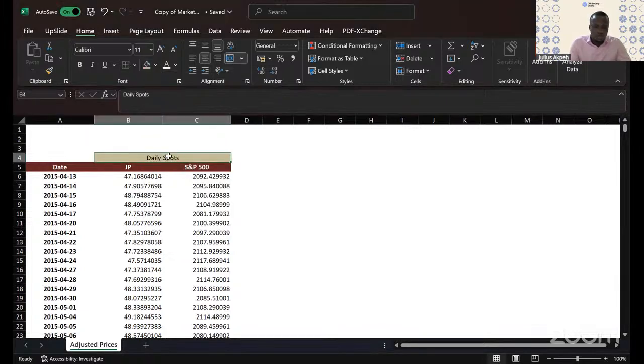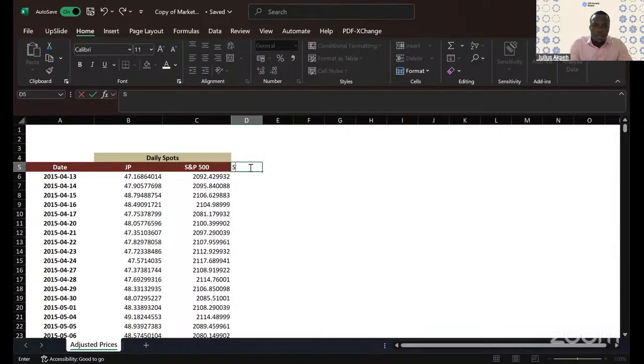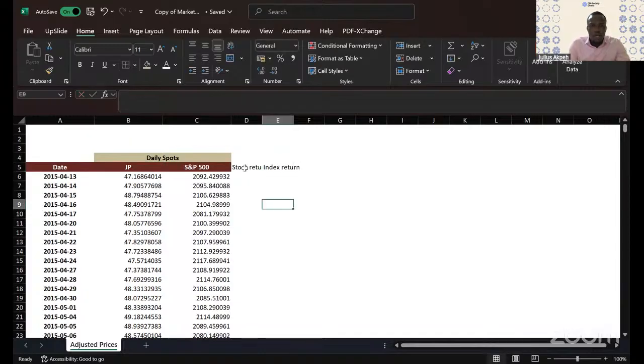Now, one thing I want to do again, after getting all these things, is to calculate the returns. So I'm going to calculate the return on the index and return on JP stock. So I'll have my stock return, and I also have my index return. Now, how I'm going to calculate the return, I'm just going to use simple averages. You see the dates. At the time I downloaded this stock, this is from 2015 to date, okay? So 13th of April, then 14th of April.